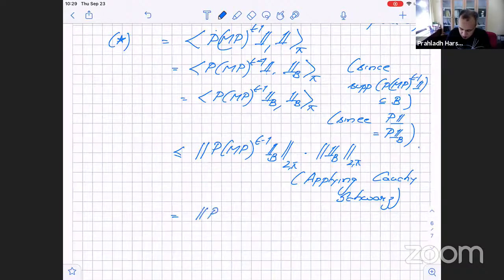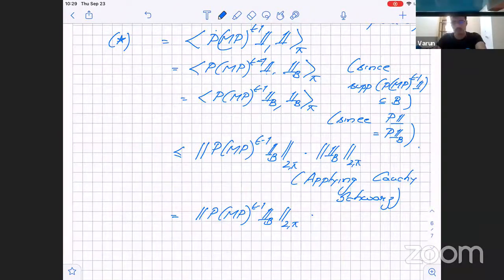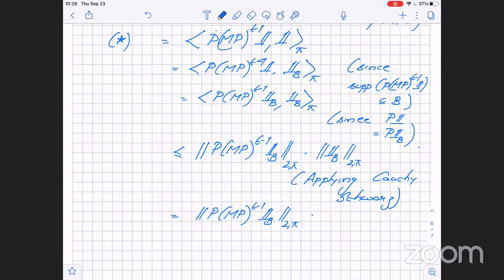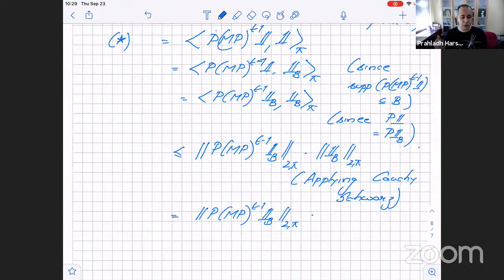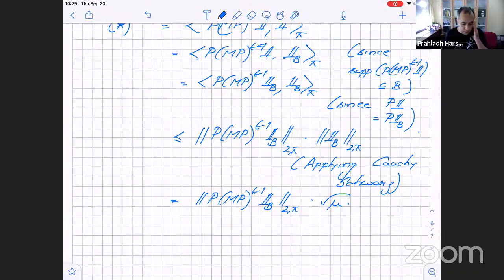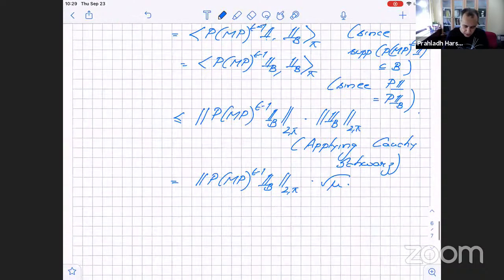So let's calculate the easier thing first. What is the 2-pi norm of 1B? Square root mu. The square of the norm is mu, and then you have to take a square root. Therefore, this is square root mu. I've done this. I'm going to do one more step to this. I'm going to write this as.